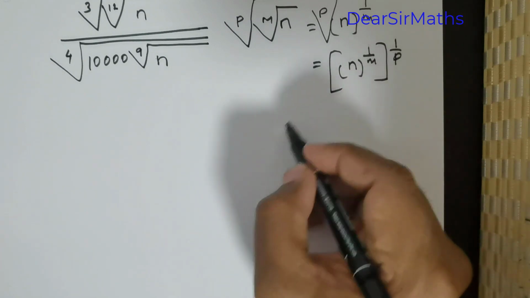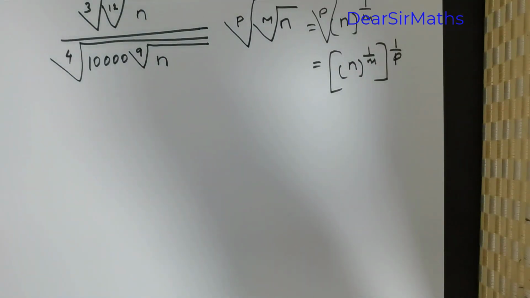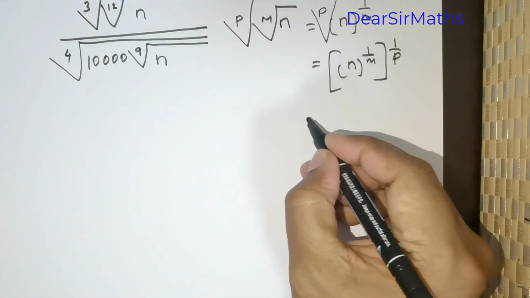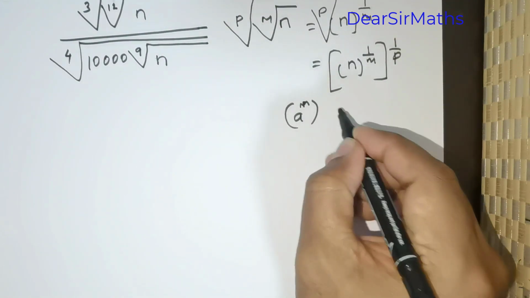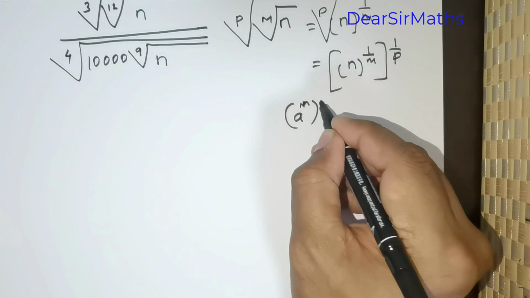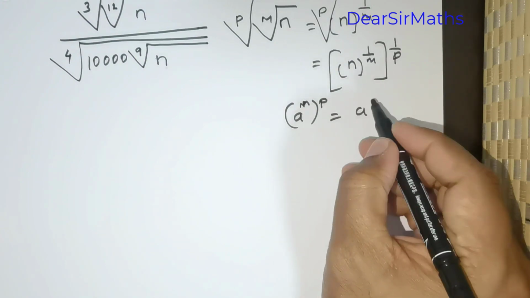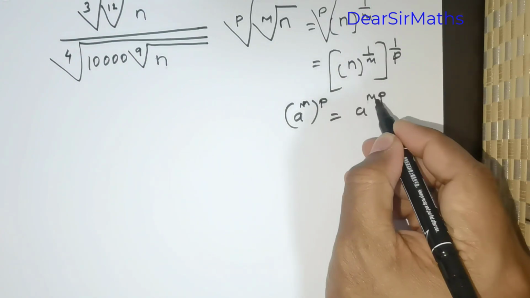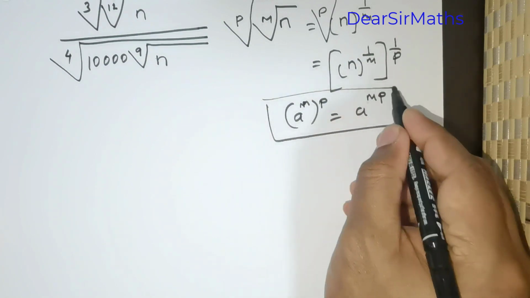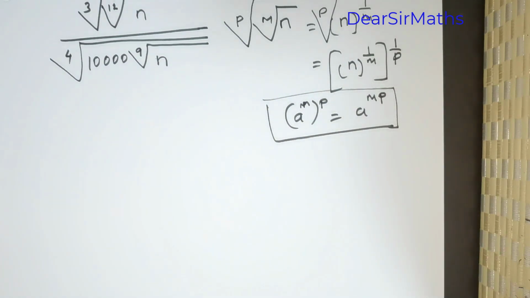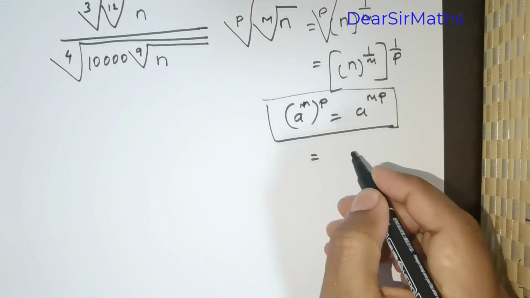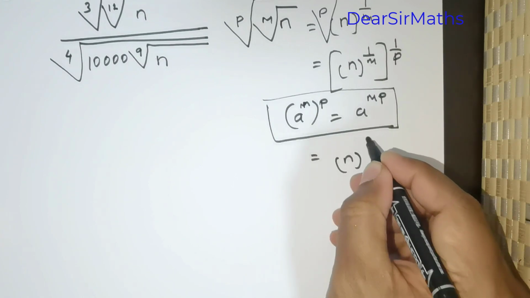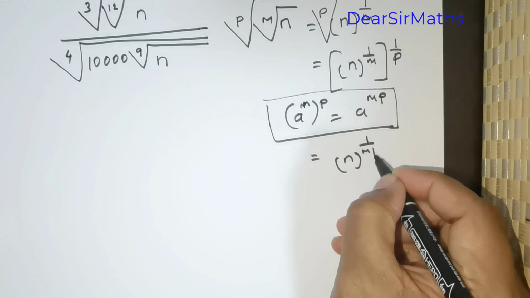Now, from the law of indices, we can actually write a raised to the power of m, which in turn is raised to the power of some p, is equal to a raised to the power of m times p. So this is a very important property available in the exponential rule. So by that rule, this can be rewritten as n raised to the power of 1 over m times p.